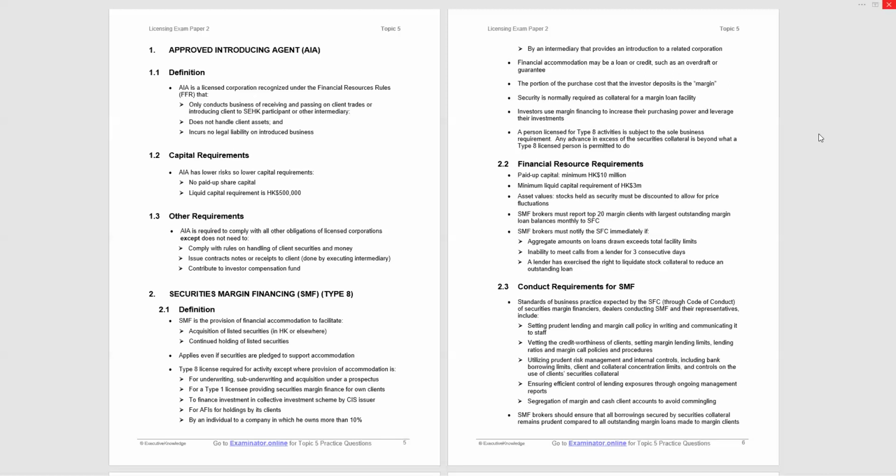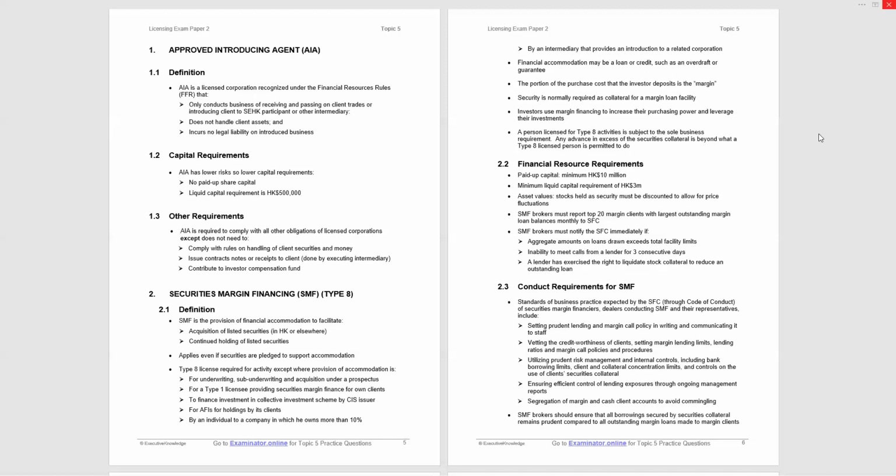Now, as I said, no, I did not say, I'm tying myself up with approved introducing agent. Financial resource requirements, section 2.2 for securities margin financiers. Their paid up capital minimum is 10 million as opposed to 5 million for dealers. Now, we covered that in topic 2. Their minimum liquid capital requirement is 3 million, and that's standard for dealers. And there's some other bits and pieces with regard to financial resource requirements.